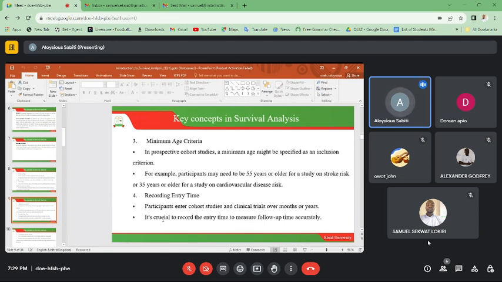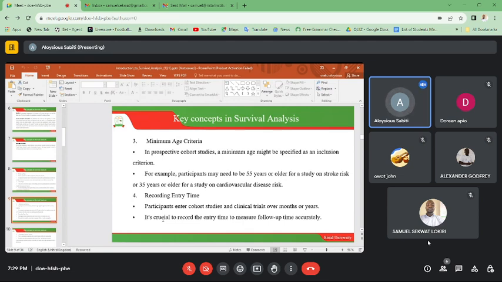You cannot maybe subject a woman who is in her childbearing age to complications of delivery, or you may not subject a woman who has attained a certain level of antenatal care visits to a certain risk compared to those that may not attend regular antenatal visits. Then four, we're looking at the recording entry time.